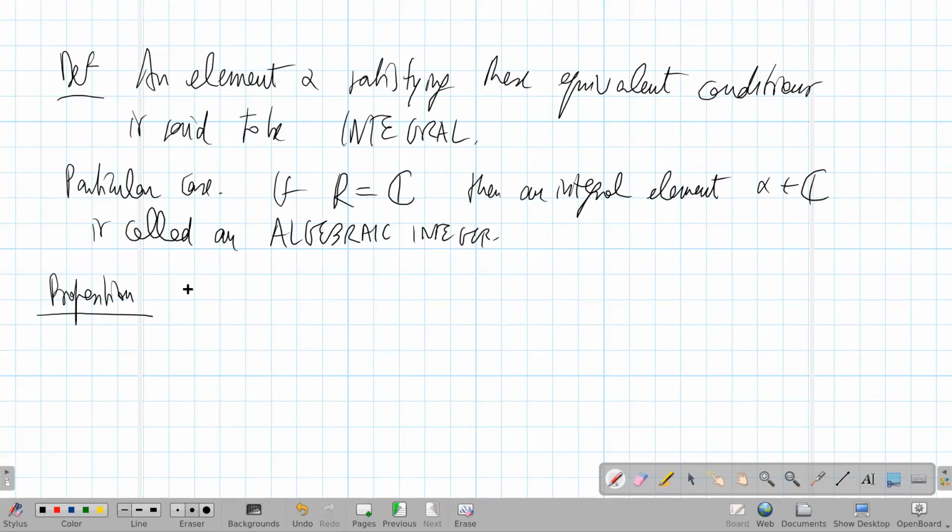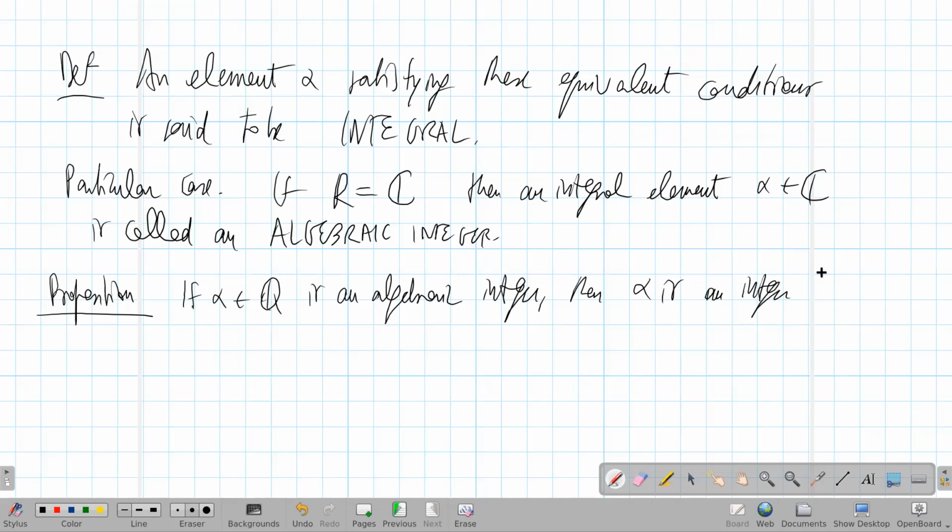So if alpha in Q, so of course Q is a subring of C, is an algebraic integer, then alpha is an integer. That is, alpha is in Z. So the only elements in Q that are algebraic integers are integers.